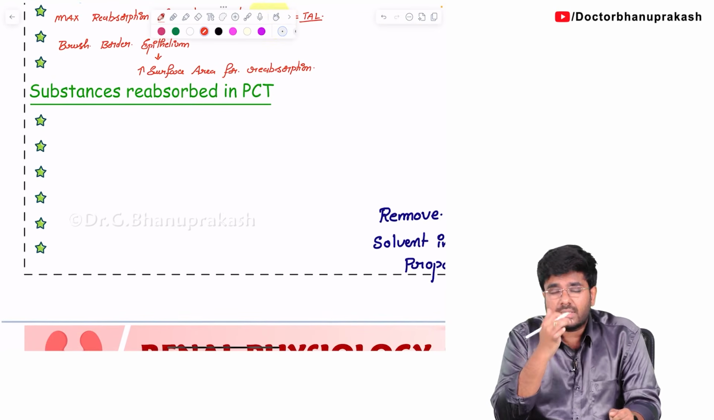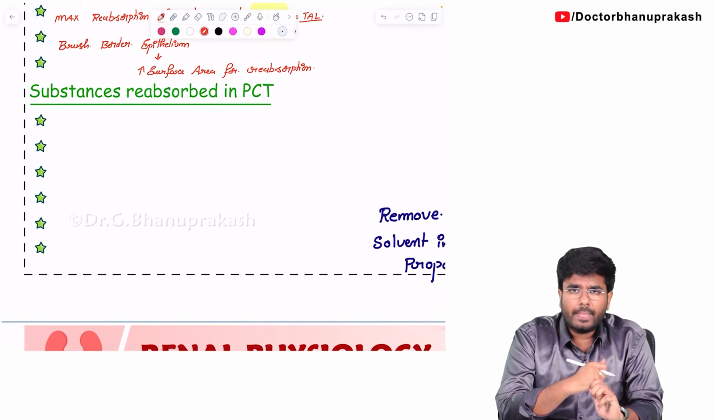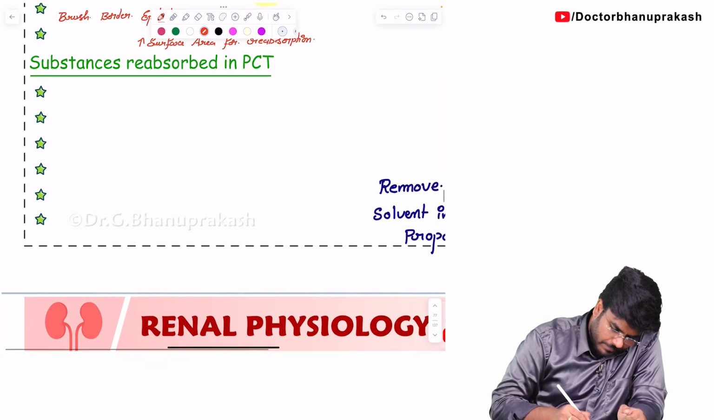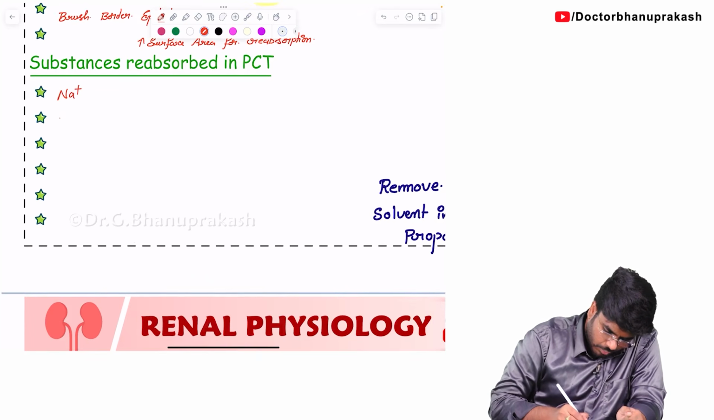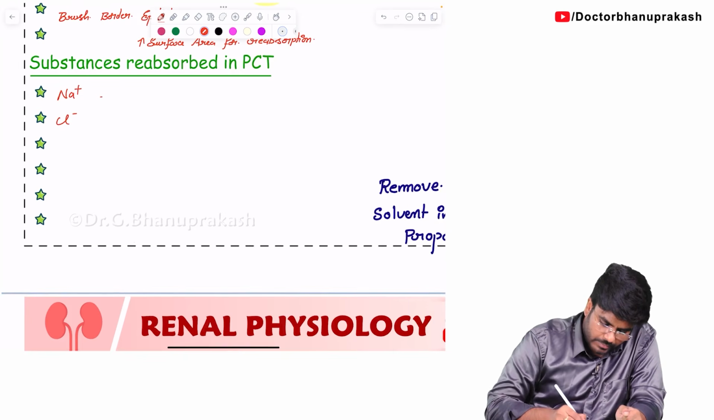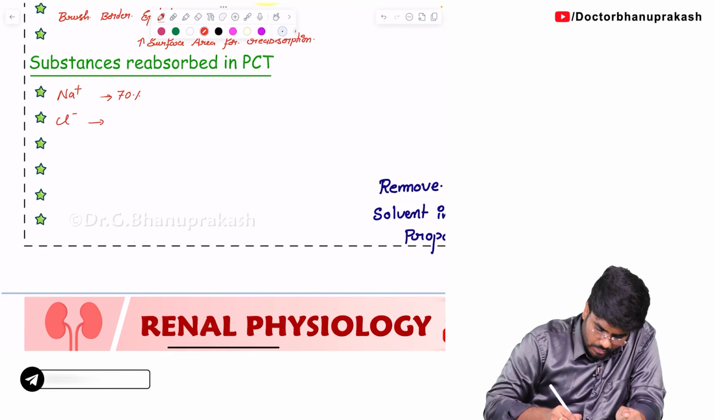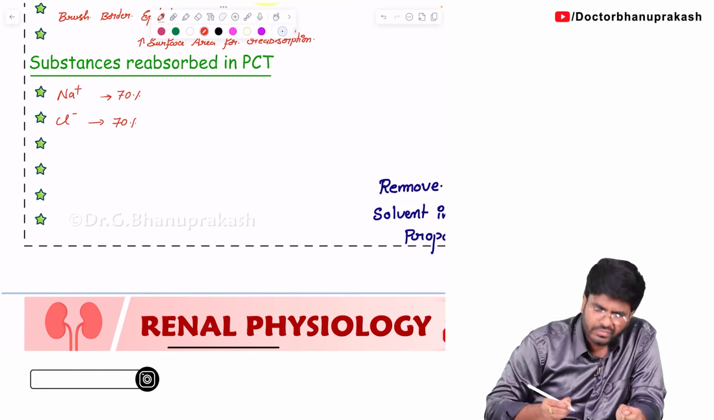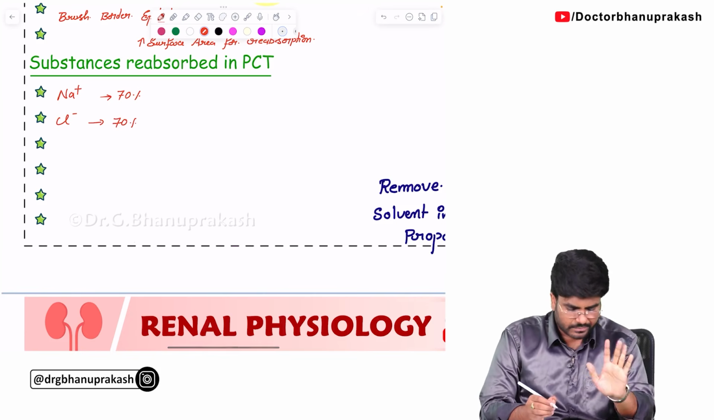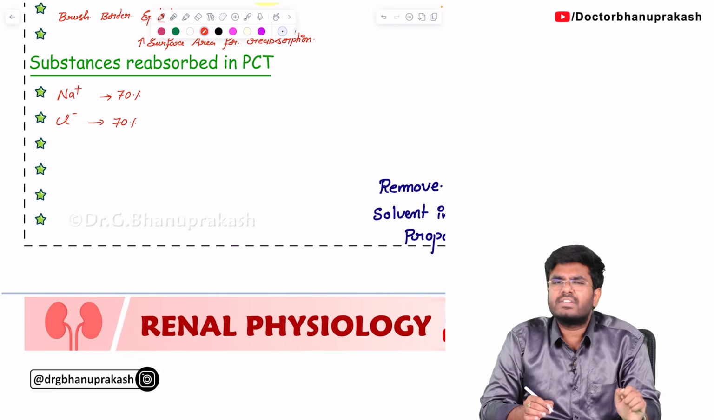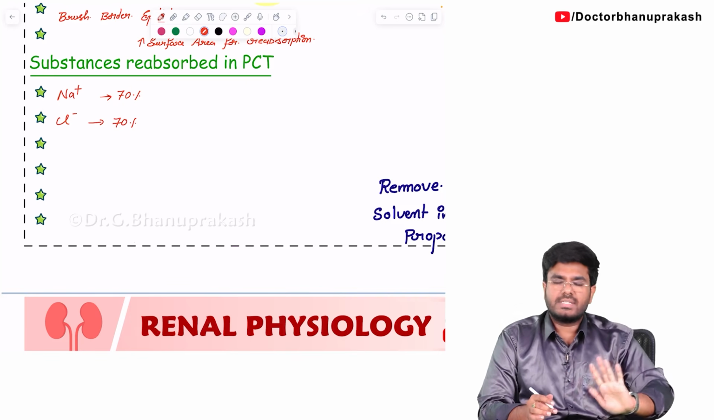Okay, what are all the substances? I have told you maximum reabsorption of substances happens. What are all the substances reabsorbed in the PCT? First, number one, sodium chloride. How much sodium will be reabsorbed? 70% sodium will be reabsorbed and 70% chloride will be reabsorbed. Actually, chloride is somewhere around 65, but for understanding purposes, let's say 70.